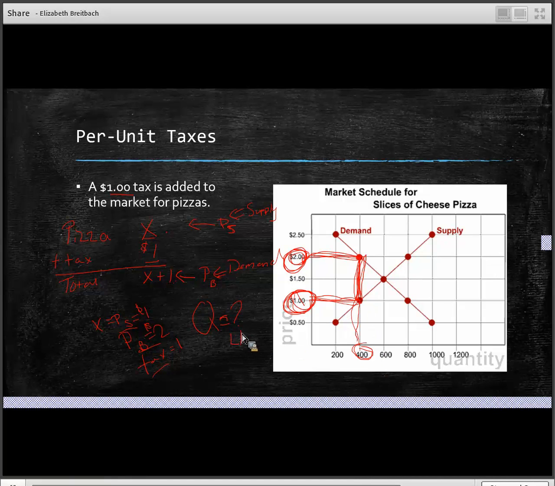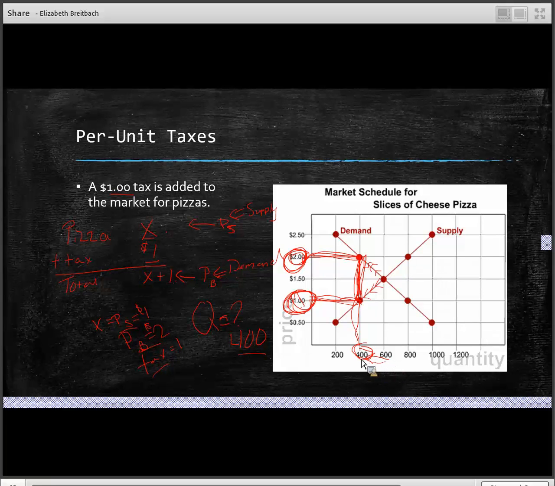Sellers used to receive $1.50, now they only receive $1, so the price they receive went down, and since sellers like high prices, the law of supply tells us as price decreases, the quantity supplied decreases. So our equilibrium quantity is no longer the quantity. Both our buyers and our sellers reduced the amount that they produce and consume to 400. So the tax resulted in buyers paying a higher price, sellers receiving a lower price, and our quantity decreasing.